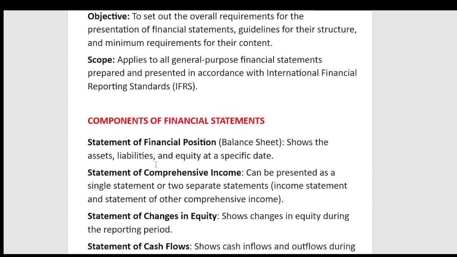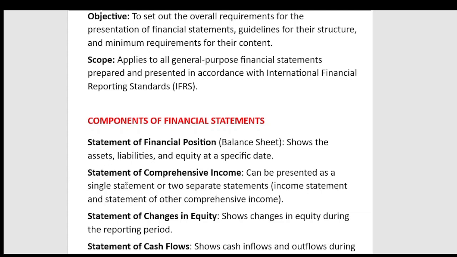Now, the statement of financial position, that is our balance sheet. It shows us the assets, liabilities, and equity at a specific date. This is one of the components of financial statements. When you come to financial position, this is what you do: you show the assets of the company, the liabilities, the equity at a what? A specific date. There should be a date at which you show these assets, liabilities, and equity of a company.